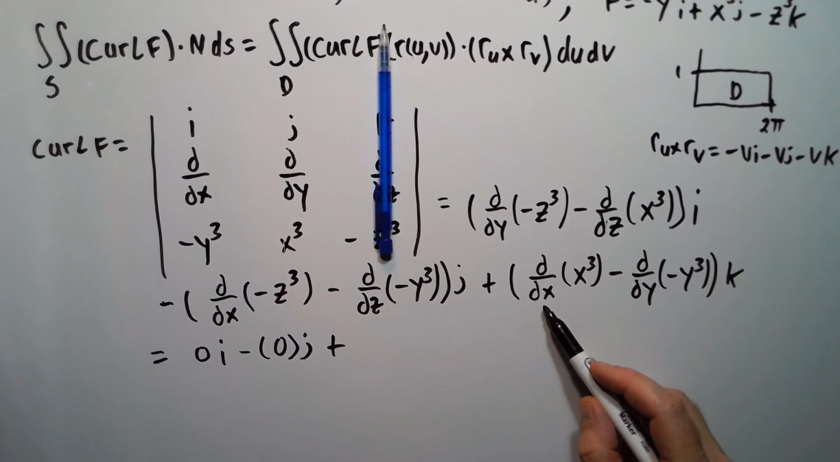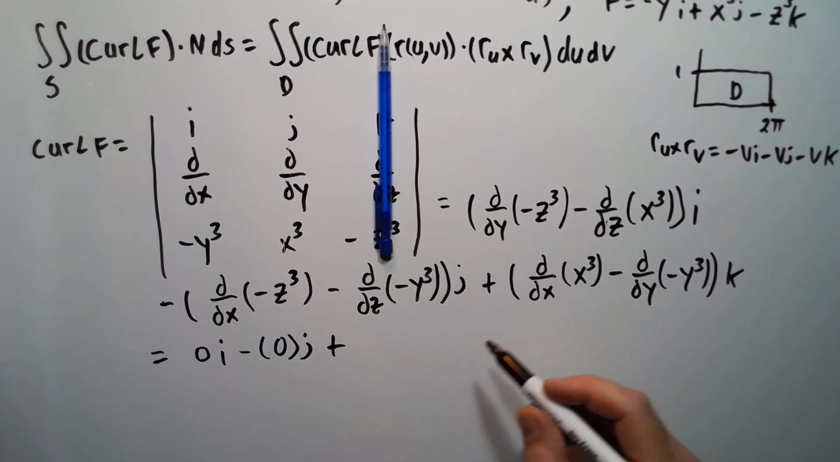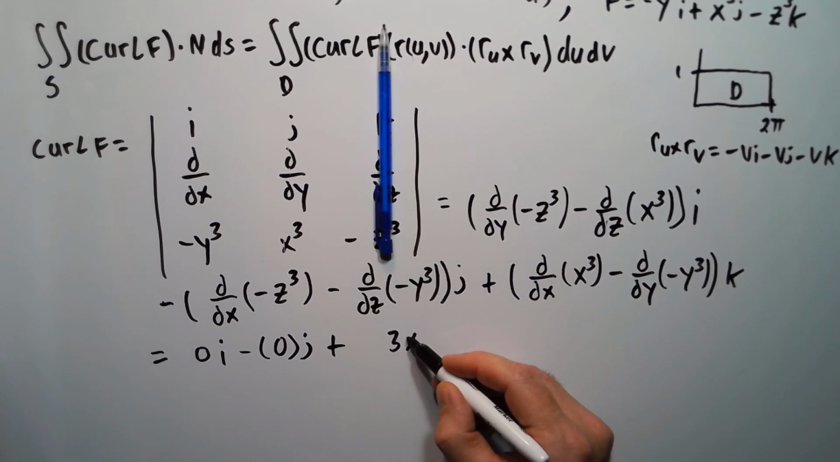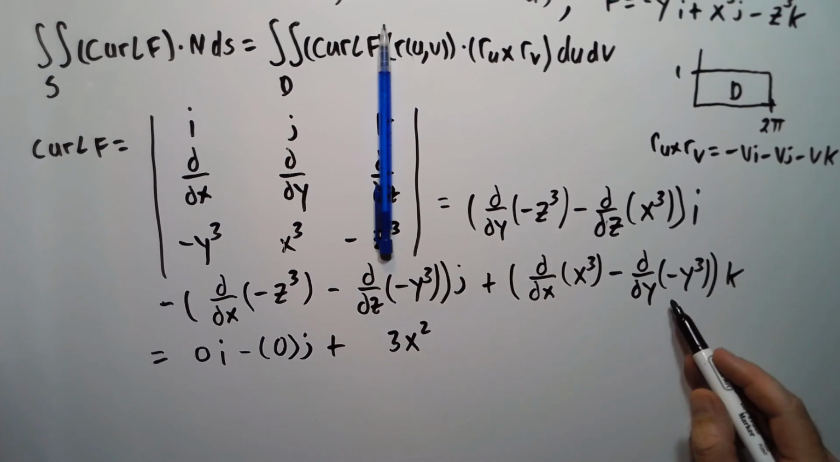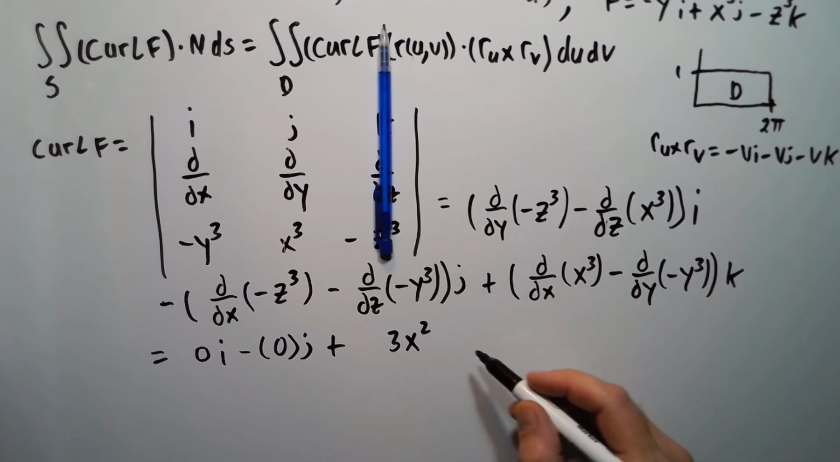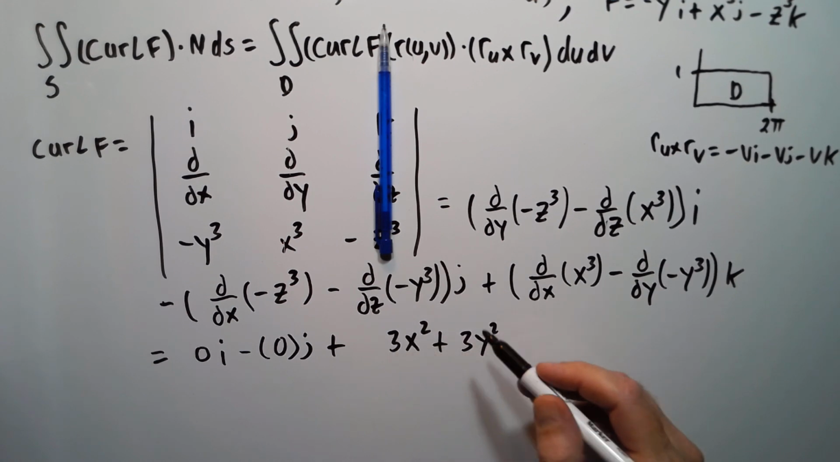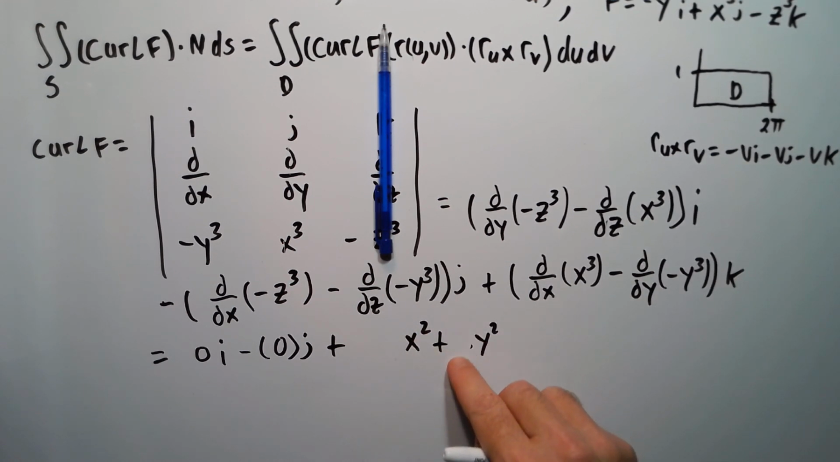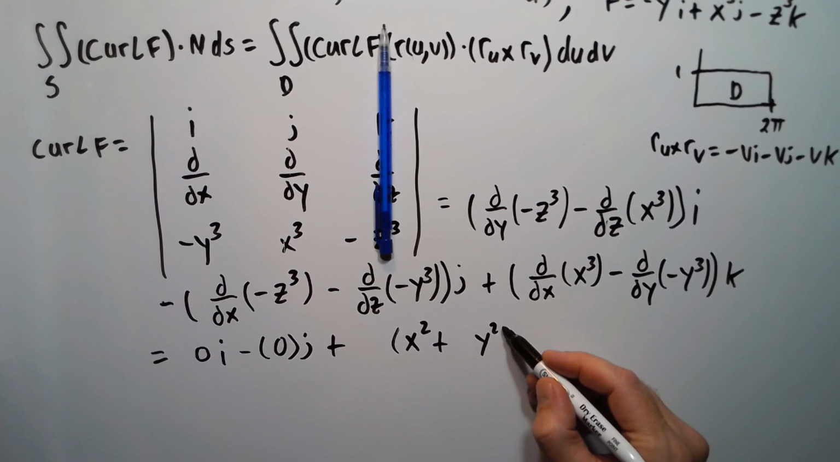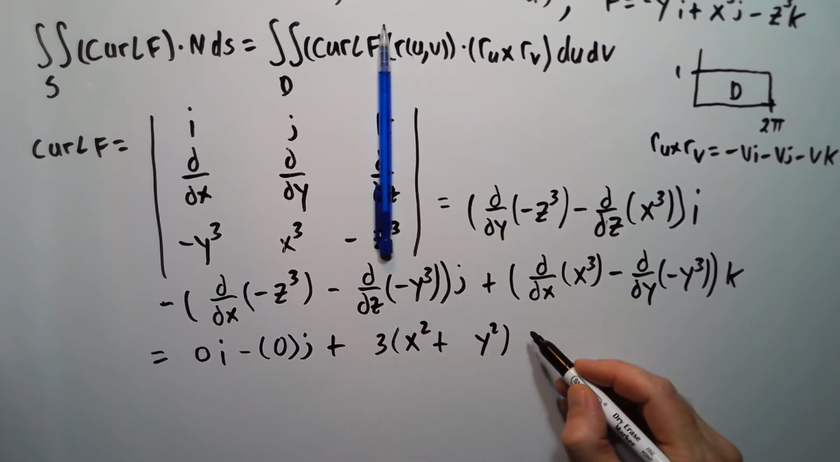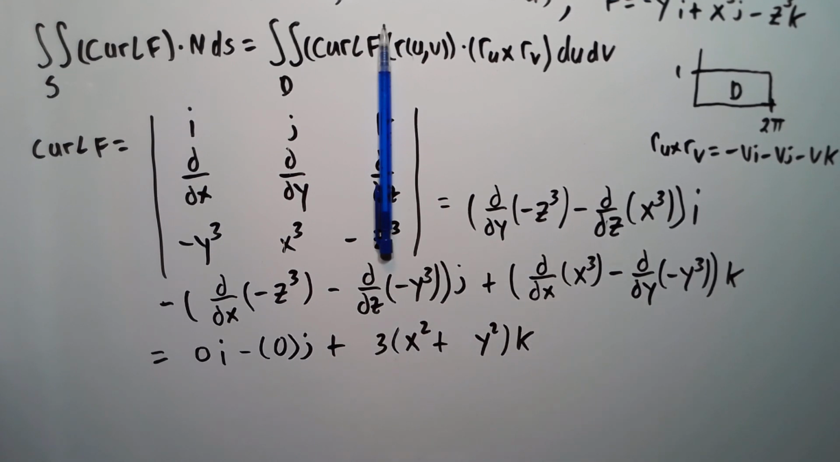And then over here, the partial x operator acting on x cubed would be 3x squared. And then the double minus there, two minuses, will be plus. So the partial y operator acting on y cubed would be 3y squared. I guess we can factor out the 3. So it'd be 3 times (x squared plus y squared) k. So that's our curl. Okay, so let's keep going.